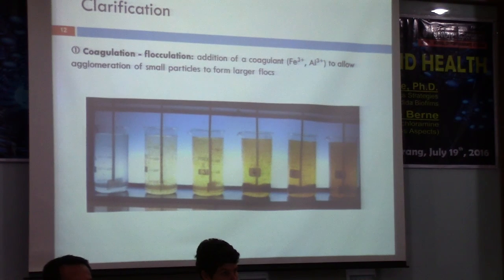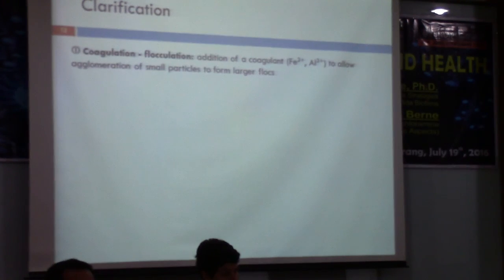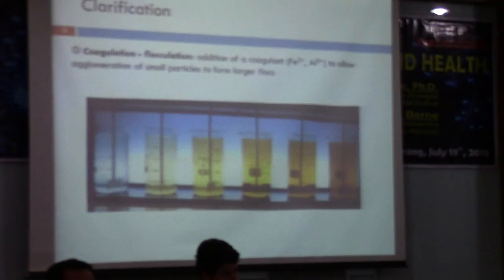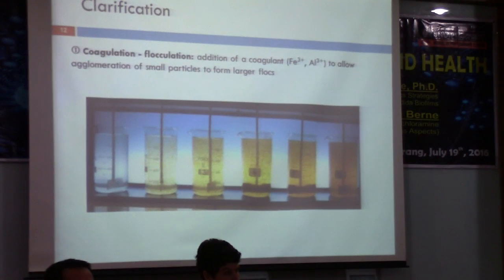So this is a lab experiment with ferric chloride as a coagulant, and you can see the agglomeration of the particles.